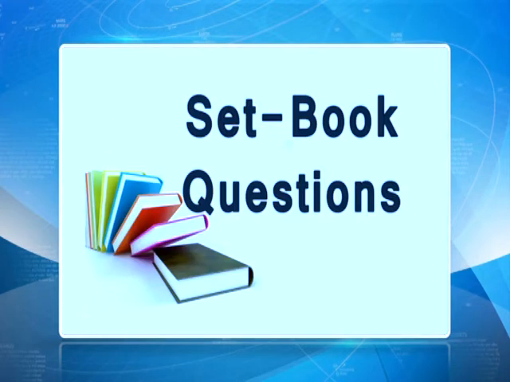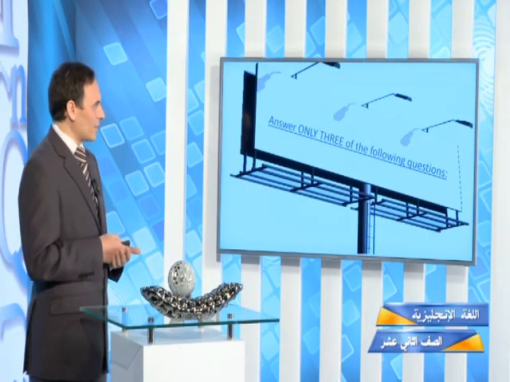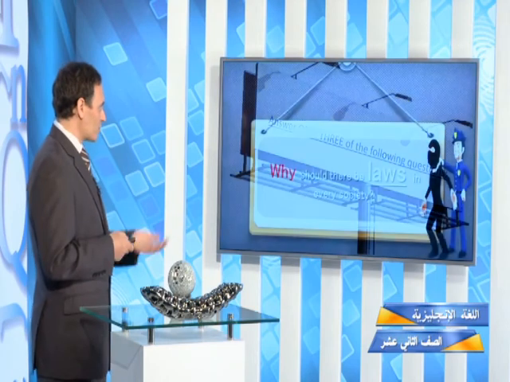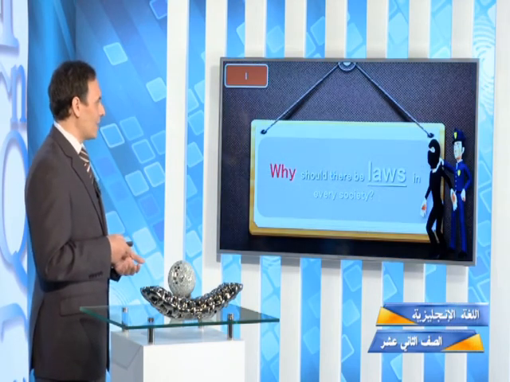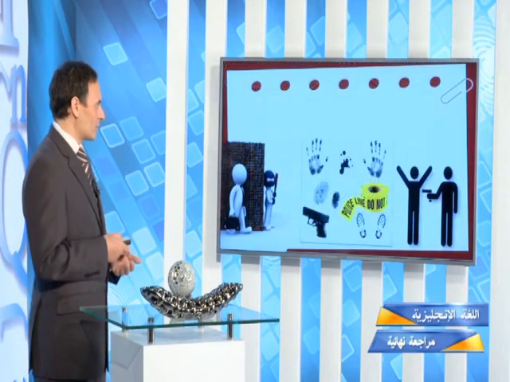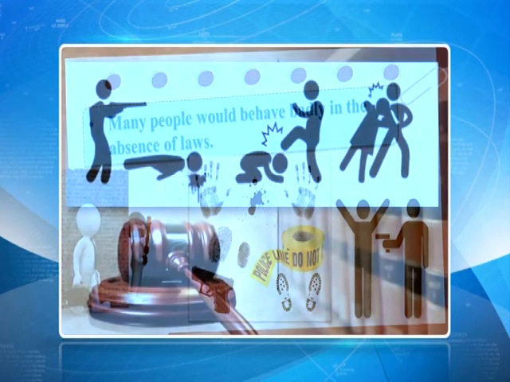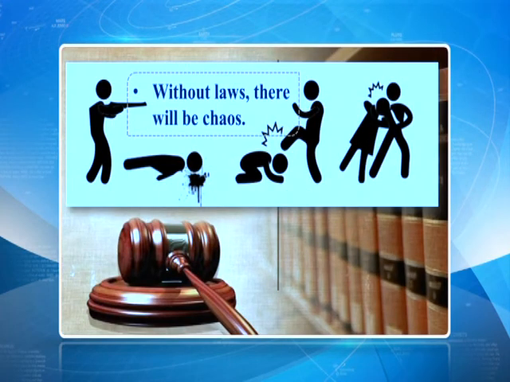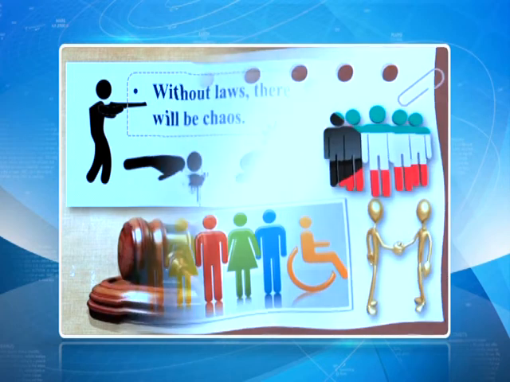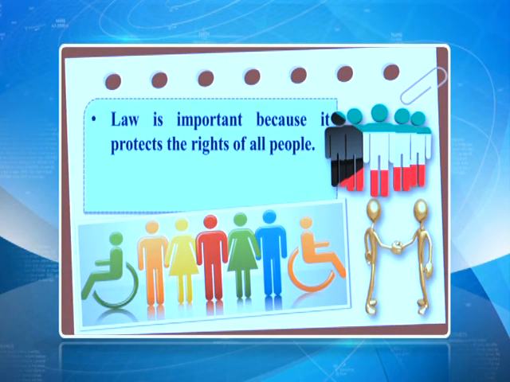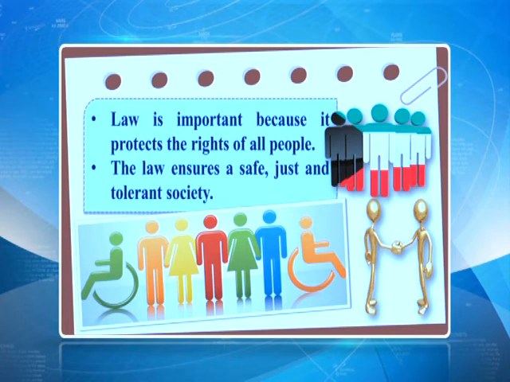Now let's move on to the fourth part, which is set book questions. Okay, so answer only three of the following questions. The first question reads, why should there be laws in every society? The answer could be, many people would behave badly in the absence of laws. Another possible answer would read, without laws there will be chaos. And another answer, law is important because it protects the rights of all people of all religious and political persuasions. Or you can say, the law ensures a safe, just, and tolerant society.